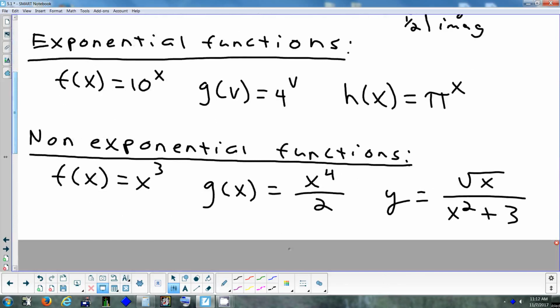Any questions on what makes the top three exponential and the bottom three not? All right.